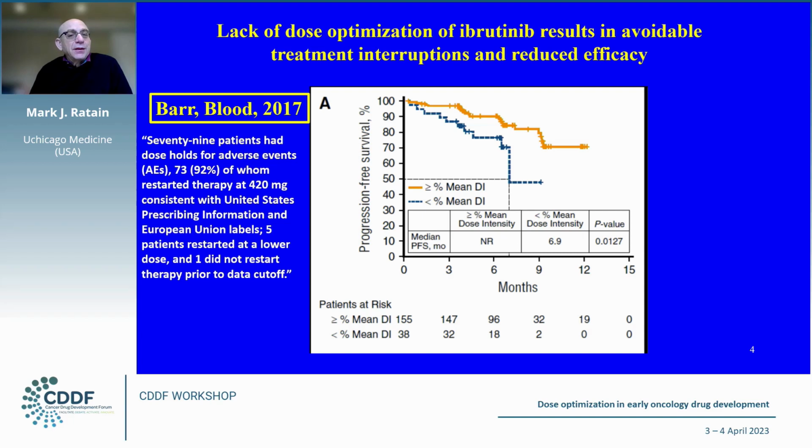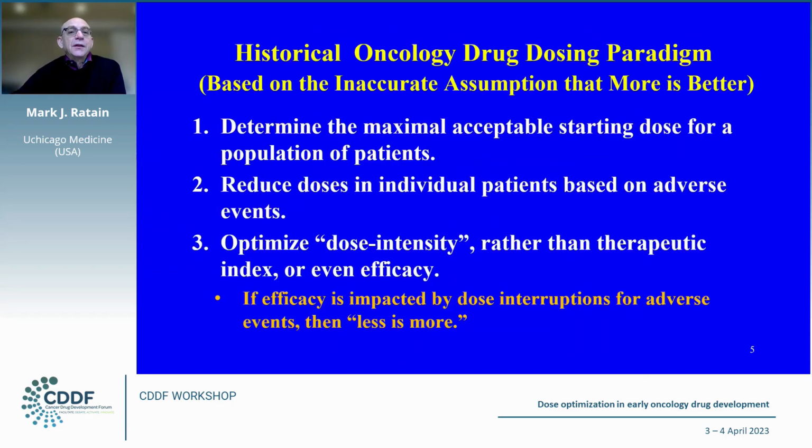And the graph, however, is trying to convey a different story. It's trying to convey that dose intensity is important, that more is better. Actually, what this shows is that dose interruption is bad. So it's not about the dose intensity, it's about dose continuity. And the high dose results in dose interruptions. And I believe that that's the root cause of this signal, that dose interruption results in reduced efficacy.